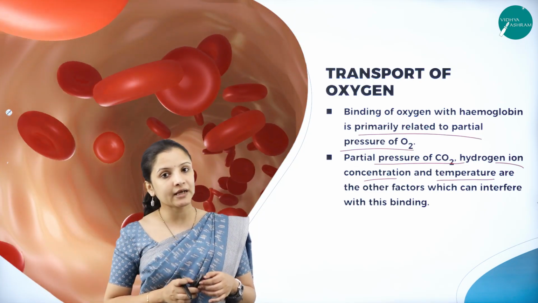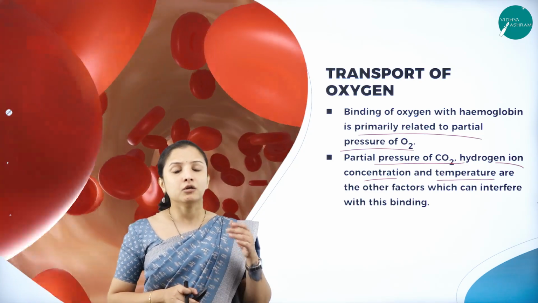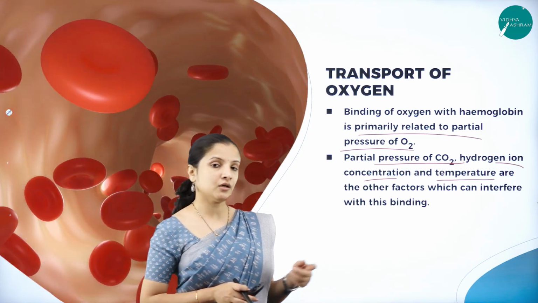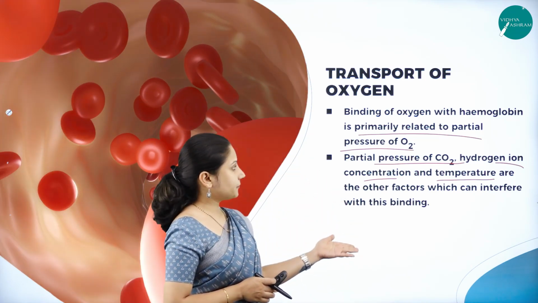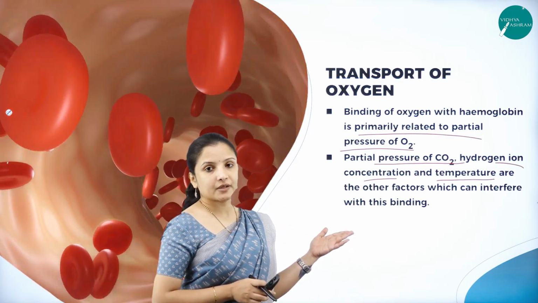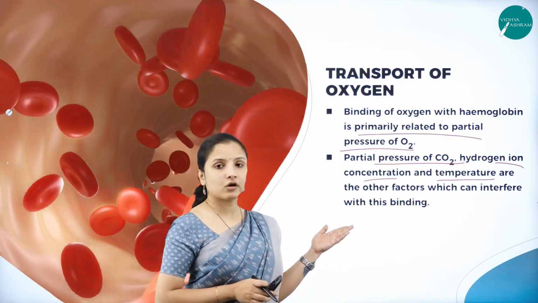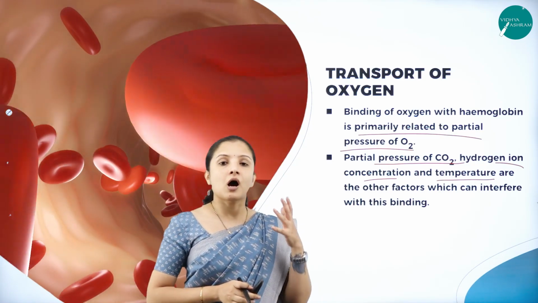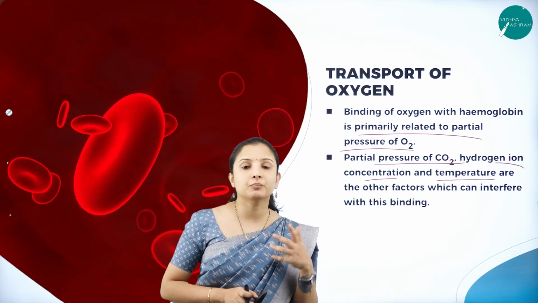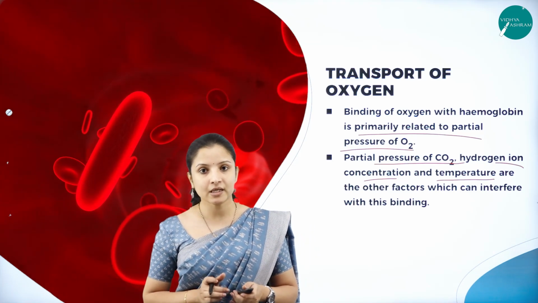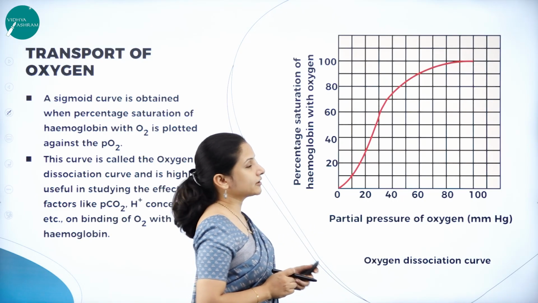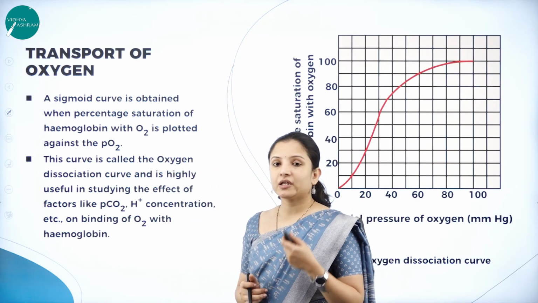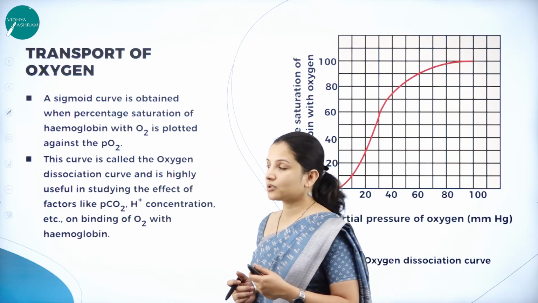So, if oxygen has to bind with hemoglobin, not just the partial pressure of oxygen plays a very important role here. Apart from that, the temperature, the partial pressure of carbon dioxide, and the hydrogen ion concentration also decide how many oxygen molecules can bind with the hemoglobin. So, this is about transport of oxygen. And by plotting a curve, we can understand exactly how it takes place.